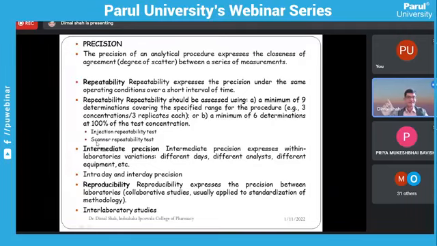And second is the scanner repeatability study. The same spot has to be scanned 6 times to check the reproducibility of the result. So 2 types of repeatability studies should be preferred. You can carry out an intermediate precision on different days with a different analyst and different equipment, and you can go with reproducibility studies, where inter-laboratory studies should be carried out.